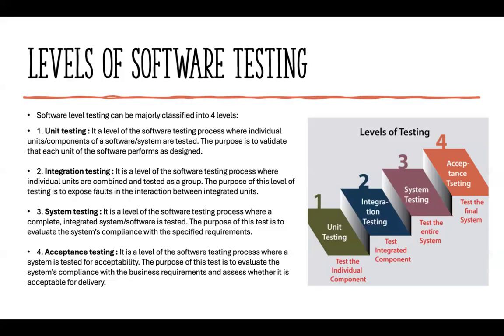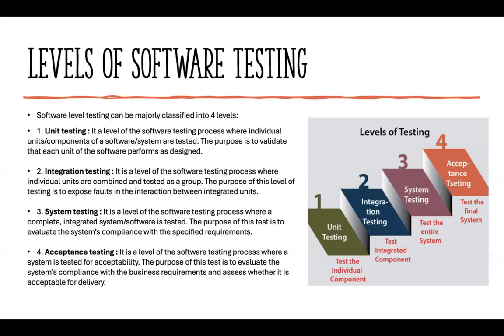The third level of testing is the system testing. At this level of the software testing process, a complete integrated system or software is tested. The purpose of this test is to evaluate the system's compliance with the system requirements.